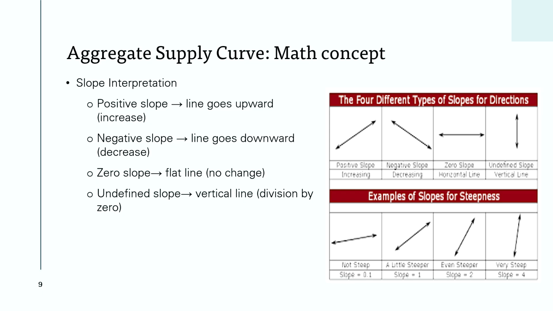For interpretation, a positive slope indicates an upward sloping line, which means an increase, while a negative slope indicates a downward sloping line, which means a decrease. A zero slope is a flat horizontal line, and an undefined slope is a perfectly vertical line. In the aggregate demand and aggregate supply model, we see how much change in real GDP on the horizontal axis results from the change in the price level.